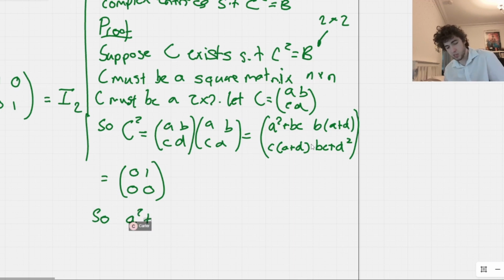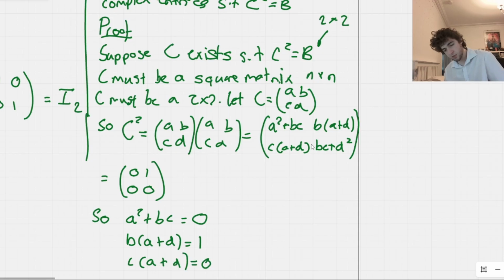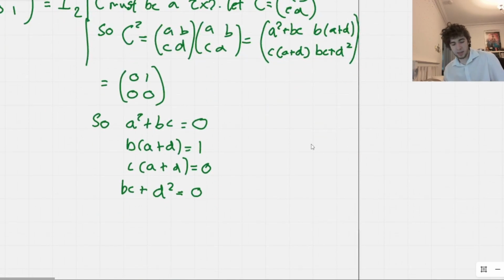So A squared plus BC has to be equal to 0. B times (A plus D) has to be equal to 1. C times (A plus D) has to be equal to 0, and BC plus D squared has to be equal to 0. Okay, so let's start by looking at this. This being equal to 0 implies either C is equal to 0 or A plus D is equal to 0.